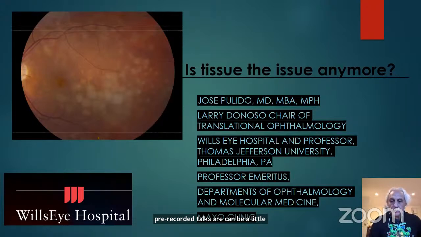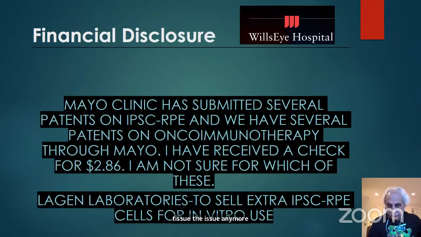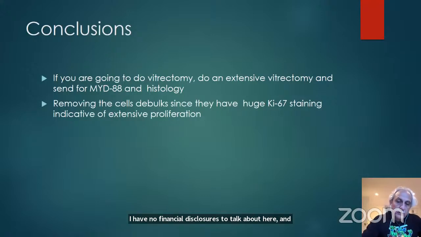So the question is, is tissue the issue anymore? I have no financial disclosures to talk about here, and I'm going to give you the conclusions for the start. And that is, if you're going to do a vitrectomy, then do an extensive vitrectomy and send for MYD88 PCR and histology. Forget flow.